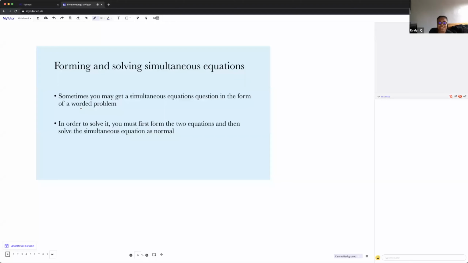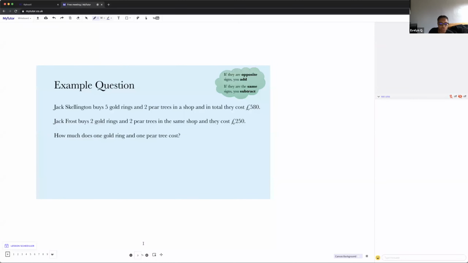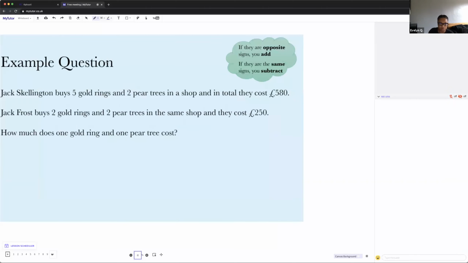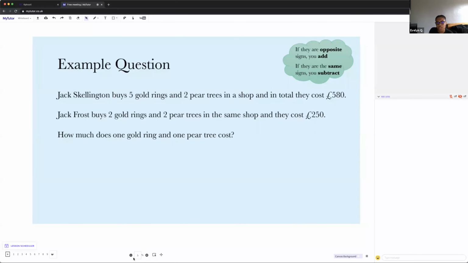The way to do it is to form the two equations first using the problem and then solve the simultaneous equations as normal. So I'd like everyone to have a read of this and then have a go at forming the equations and solving it. Now, we did go through an example of forming equations at the beginning. It's very, very similar to that. So have a go at this question and then we will go through it. So yeah, some of you are spotting the little theme I've got here, which is good.